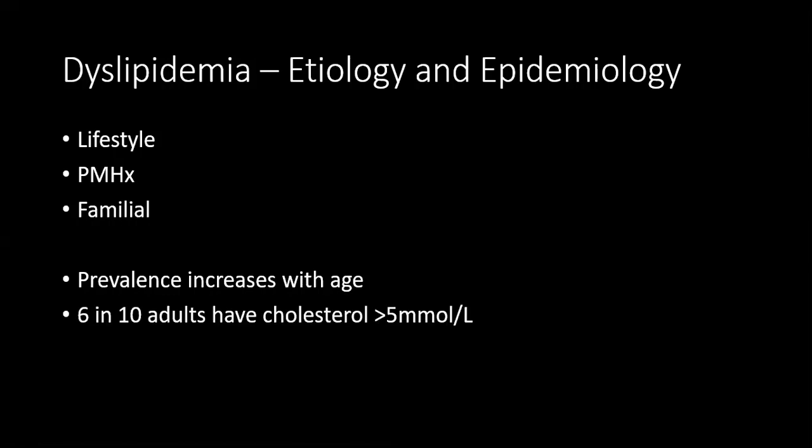And as we get older, the prevalence increases. So the older you are, the more likely you are to have dyslipidemia. And 6 in 10 adults have a cholesterol of more than 5 millimoles per liter. And the upper normal limit is 5. So that's a big portion. So what are the reasons that we might have high cholesterol? So we can have a raised cholesterol because we have a lot of LDL in the body. And this is due to polygenic hypercholesterolemia or certain drugs like sertraline.